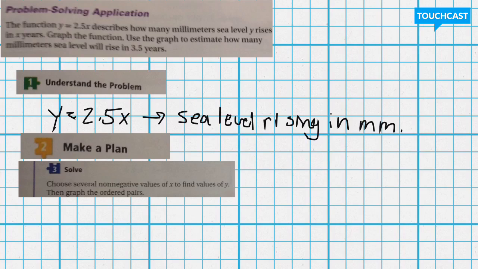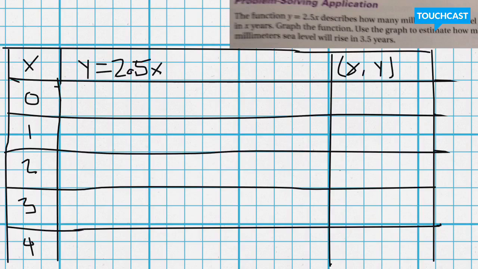So now we can look at our third part, which is solving the problem. We need to choose several non-negative values of x so that we can find values of y to graph some ordered pairs. So we should still use the number 0, but then let's just pick 4 numbers that are bigger than 0, since we can't use any negative values. So 2.5 times 0, well, anything times 0 is 0, which means if no years have passed, the sea level would have risen 0 millimeters.